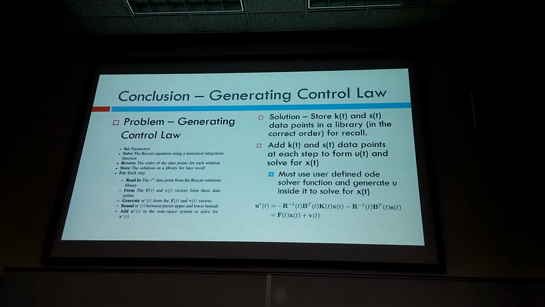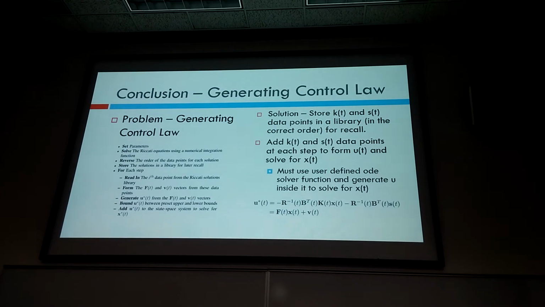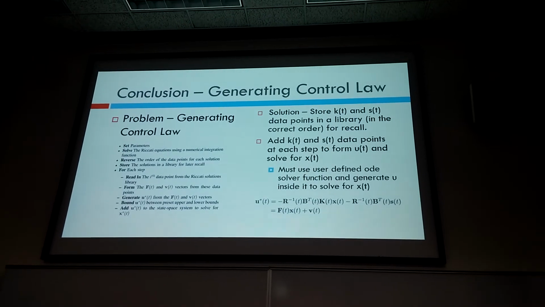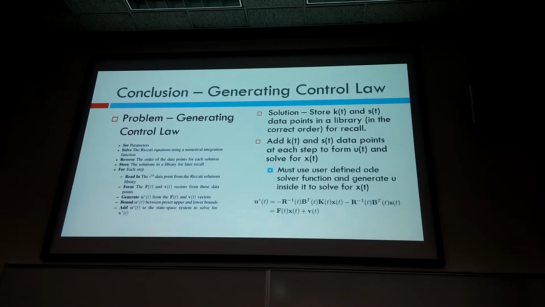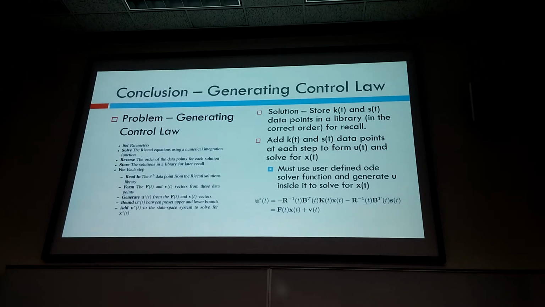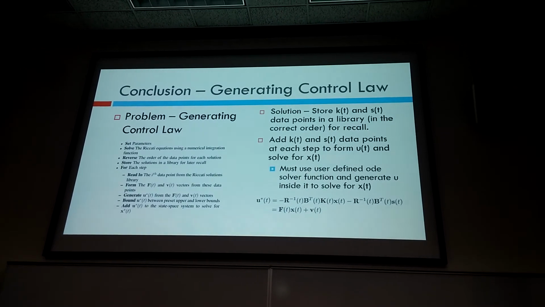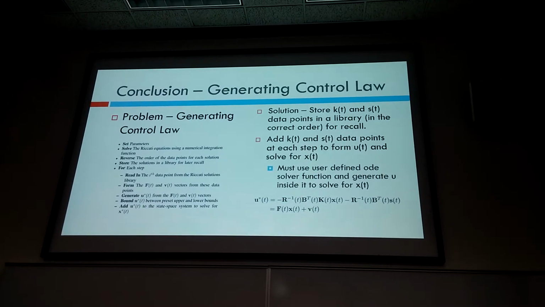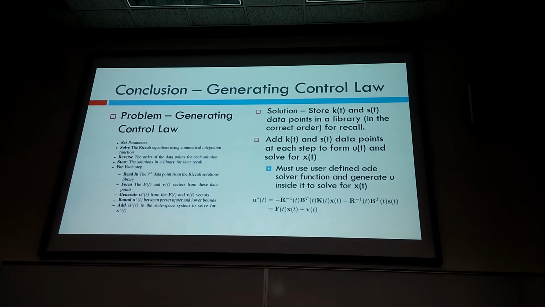Explaining that more as an algorithm, I have here on the left, first we set our parameters, we're going to solve the Riccati equations, then we're going to reverse the order, and then we're going to store them in a library for recall. Then, during each step of integration, we need to skim off the ith data point of the Riccati solutions library, use that to form our f and v vectors, and then use that to generate u. Lastly, we're going to bound u and then add it to our state space so that it can be integrated numerically.